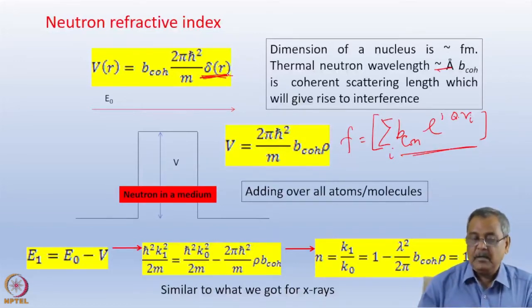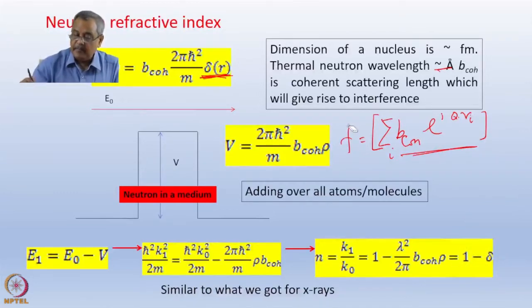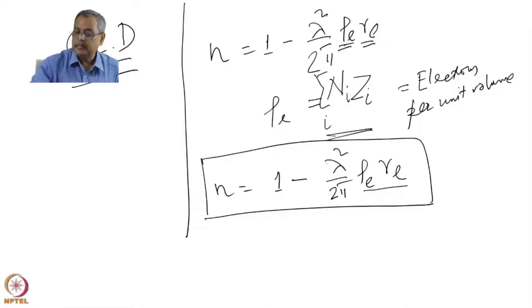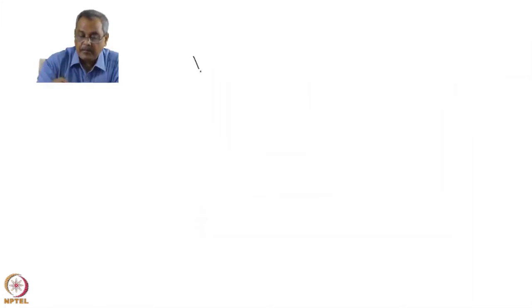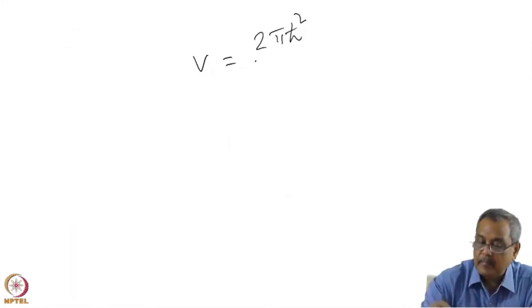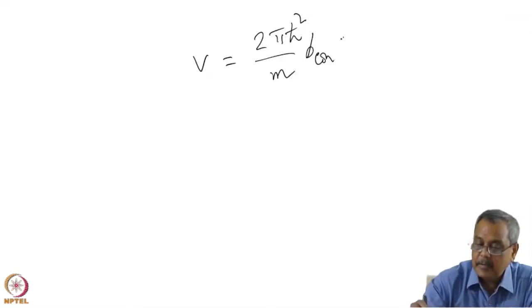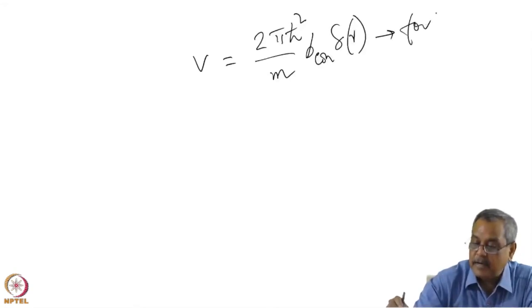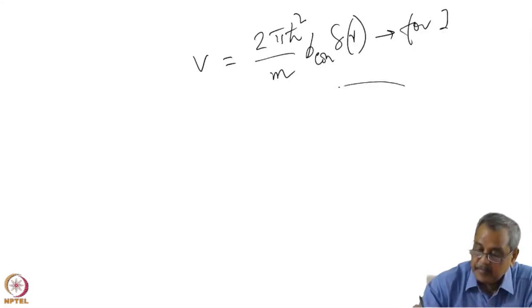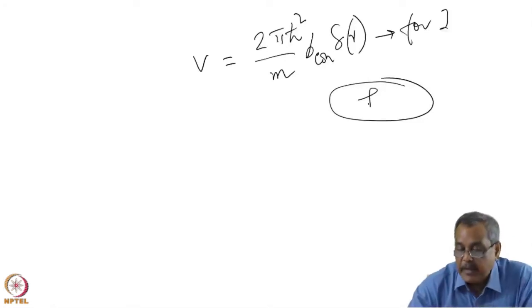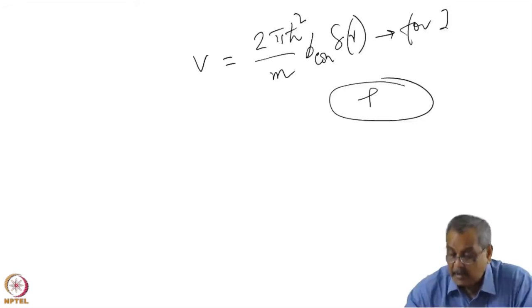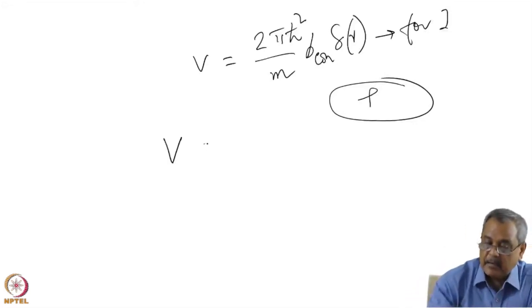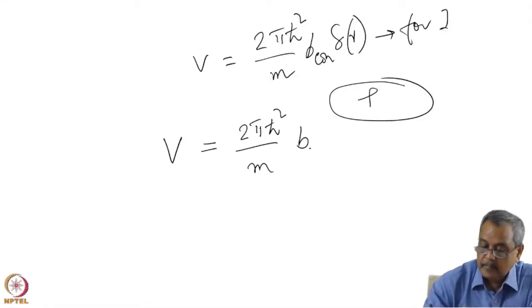Now the potential is a delta function, but now I am talking in terms of densities. I wrote V is equal to 2 pi h square by m b coherent delta r for one scatterer. Now I am talking about a medium with a certain density, rho. Density means so many scatterers per unit volume. Then my V, I can qualify it as b coherent into rho. So this is given now by the density.